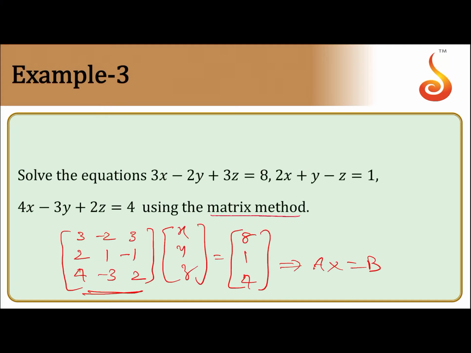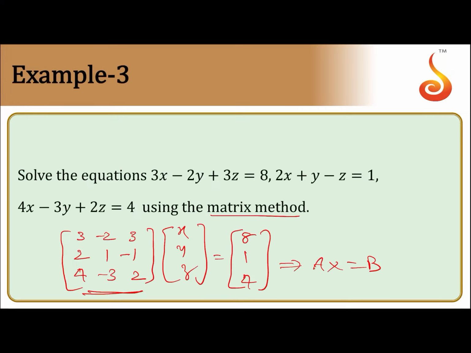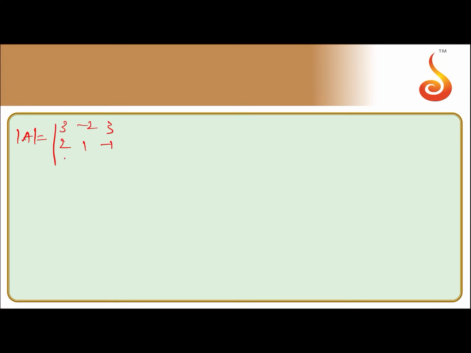In the inverse matrix method, or by the matrix method, when you are calculating it, we need to check first the determinant of the matrix. Let us check this one. So the determinant of the matrix, det A, is the determinant of 3, minus 2, 3, and 2, 1, minus 1, and 4, minus 3, 2.